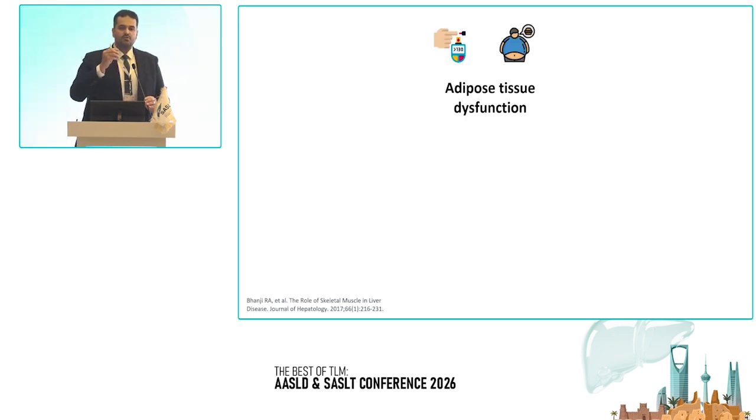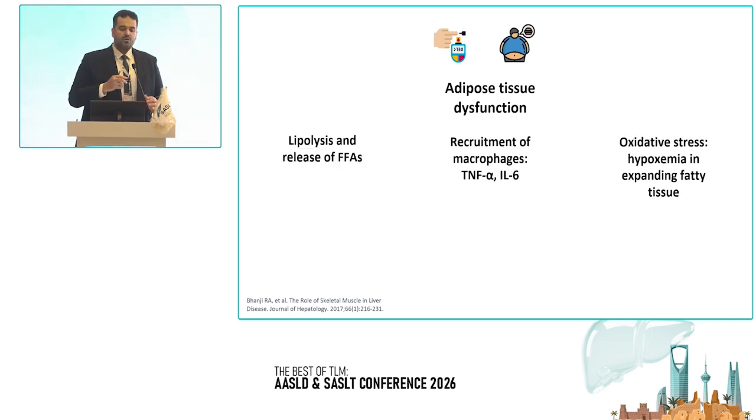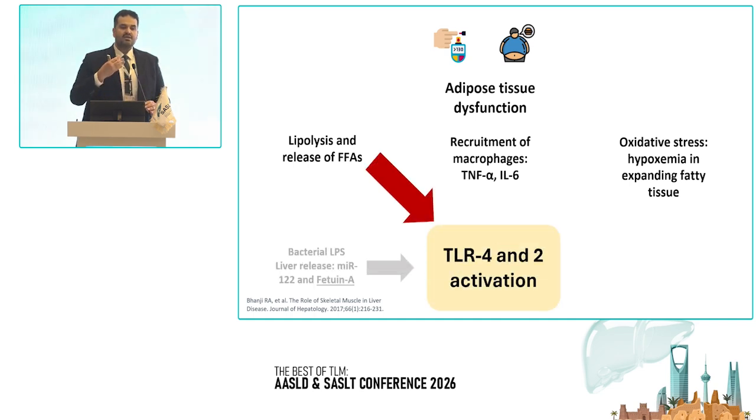When we have a person with obesity or type 2 diabetes, we have adipose tissue dysfunction. So we have lipolysis and increased free fatty acids, and this will result in the activation of toll-like receptors 4 and 2. This can also be induced by bacterial lipopolysaccharides from gut dysbiosis, and the liver will also release some hepatokines which will activate the toll-like receptors under metabolic stress.